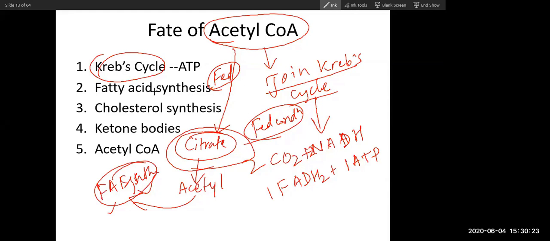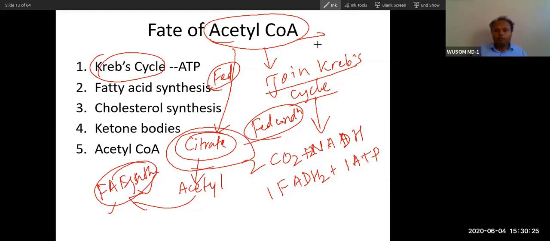Yes, sir. Now this acetyl coenzyme A, our body requires cholesterol also. It will convert into cholesterol. So all three reactions happen during fed condition. In fed condition, acetyl coenzyme A will convert into fatty acid. Acetyl coenzyme A will convert into carbon dioxide and energy, and acetyl coenzyme A also converts into cholesterol. So these three reactions happen during fed condition.